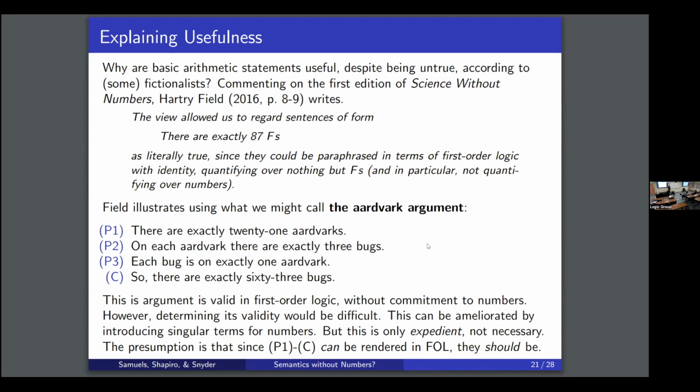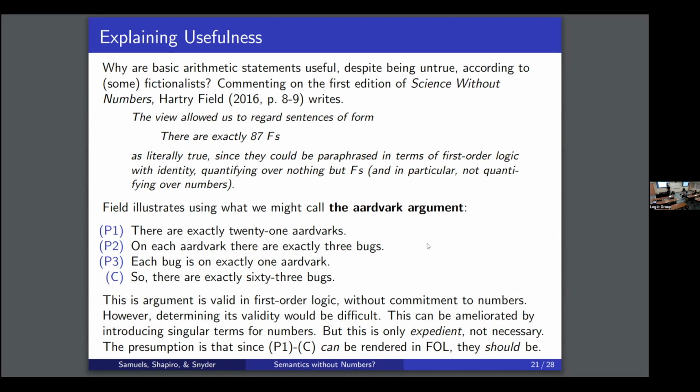The view allowed us to regard sentences of the form, there are exactly 87 Fs. So that, again, is exactly the sort of sentence that you can render in first order logic. As literally true, so the sentence is true, since they could be paraphrased in terms of first order logic with identity, quantifying over nothing but Fs, and in particular, and importantly, not quantifying over numbers. Why did it allow you to do that? Well, because for Field, there's nothing wrong with first order quantificational logic, especially if it's consistent with nominalism, right?